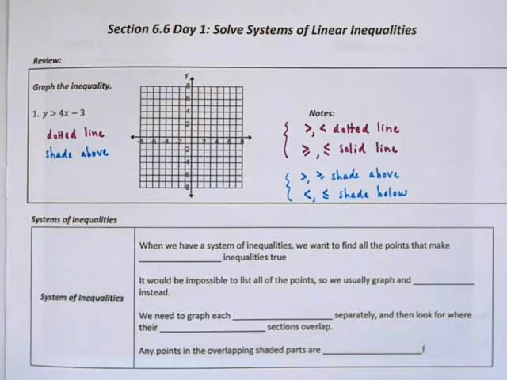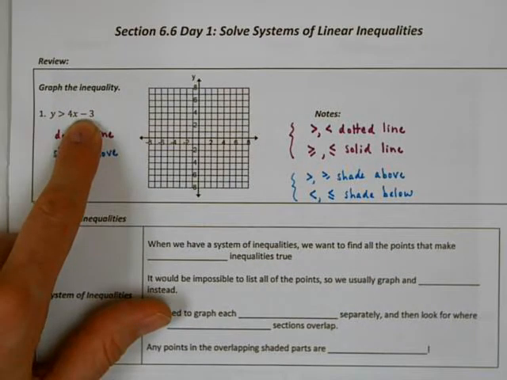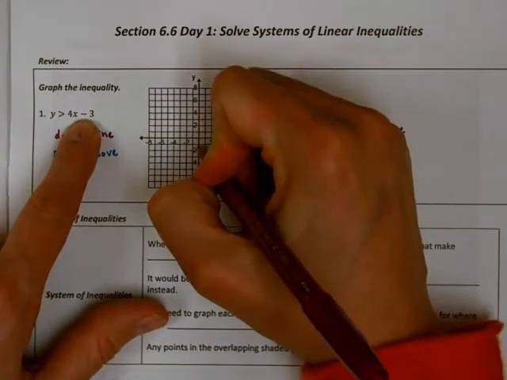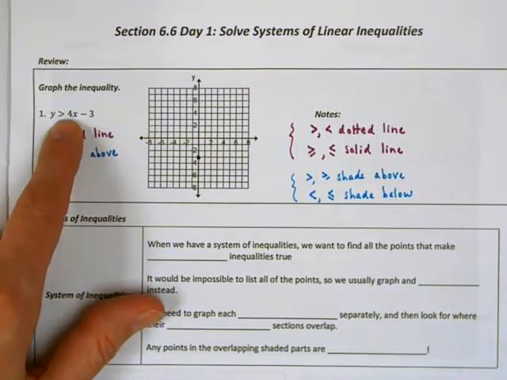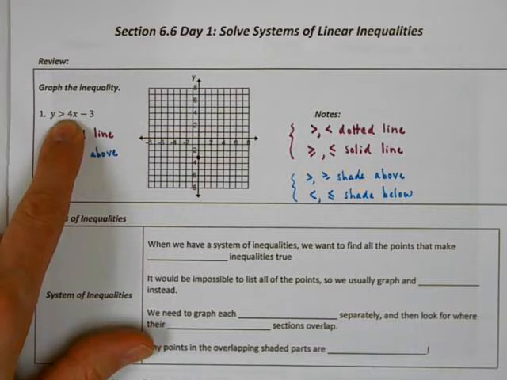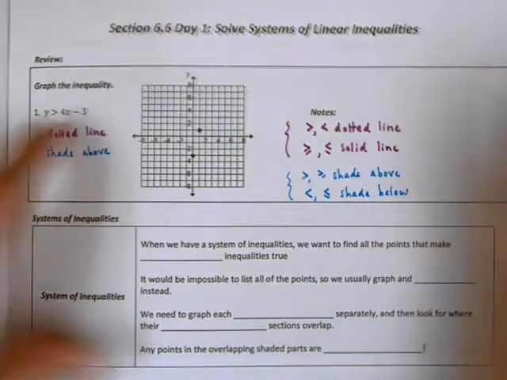So here's what we did. We started this just like it was a normal line. So we look at our equation, we think about our mx plus b. So what I notice here is that my b, my y-intercept, is a -3. So I'm going to go down 3. Now my slope is a +4, which means I have a rise of 4 and a run of 1. So 1, 2, 3, 4, and over to the right 1.